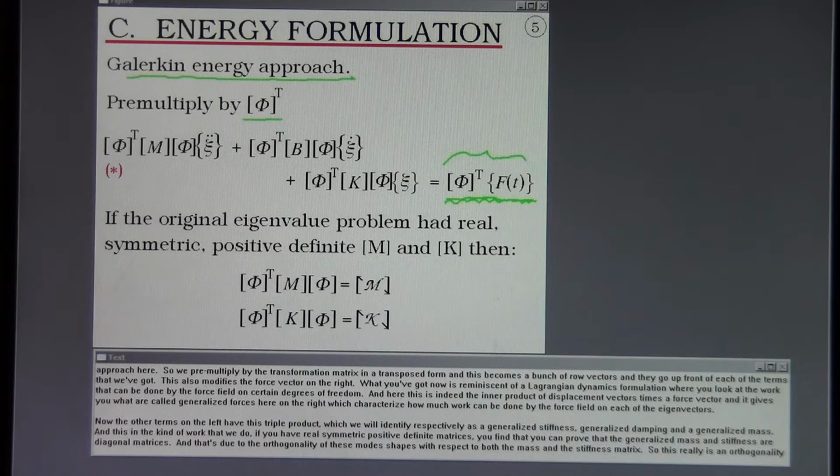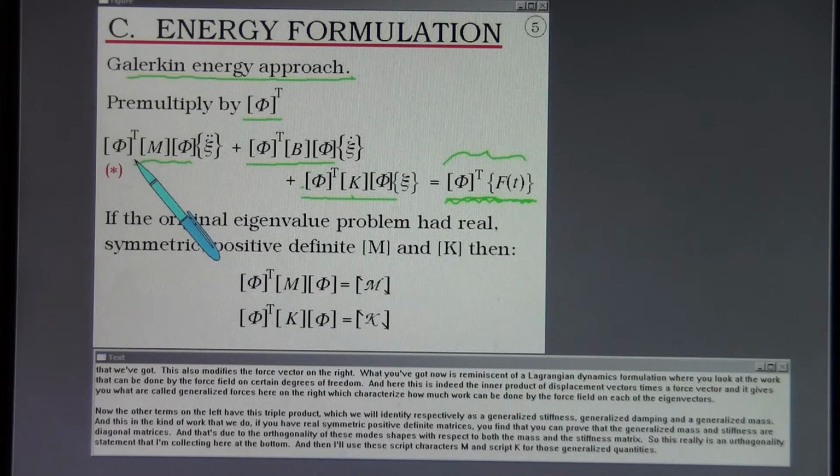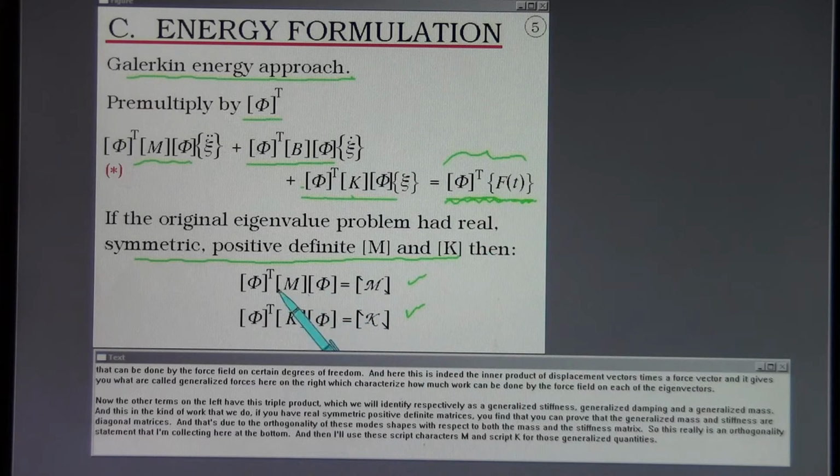Now the other terms on the left have this triple product, which we will identify respectively as a generalized stiffness, a generalized damping, and a generalized mass. And this, in the kind of work that we do, if you have real symmetric positive definite matrices, you find that you can prove that the generalized mass and stiffness are diagonal matrices. And that's due to the orthogonality of these mode shapes with respect to both the mass and the stiffness matrix. So this really is an orthogonality statement that I'm collecting here at the bottom. And then I'll use these script characters M and script K for those generalized quantities.